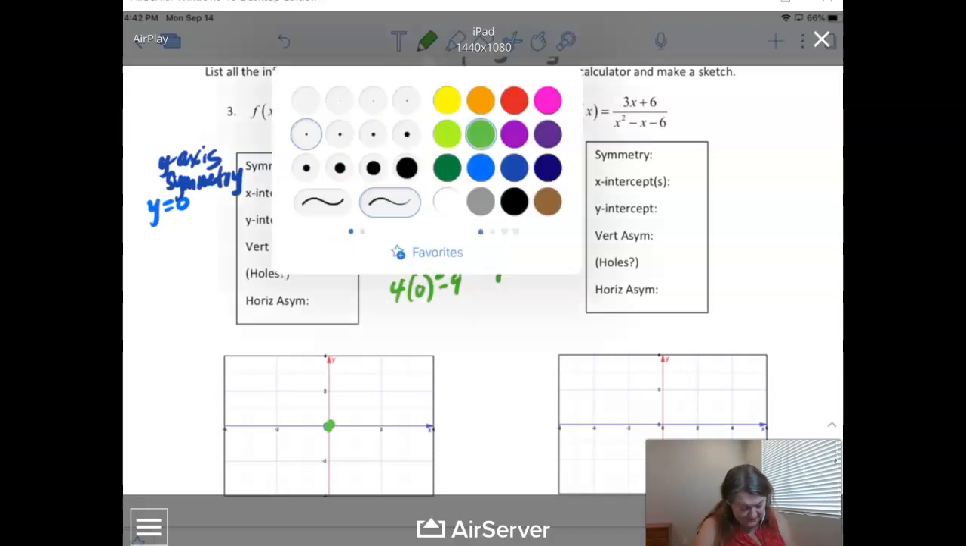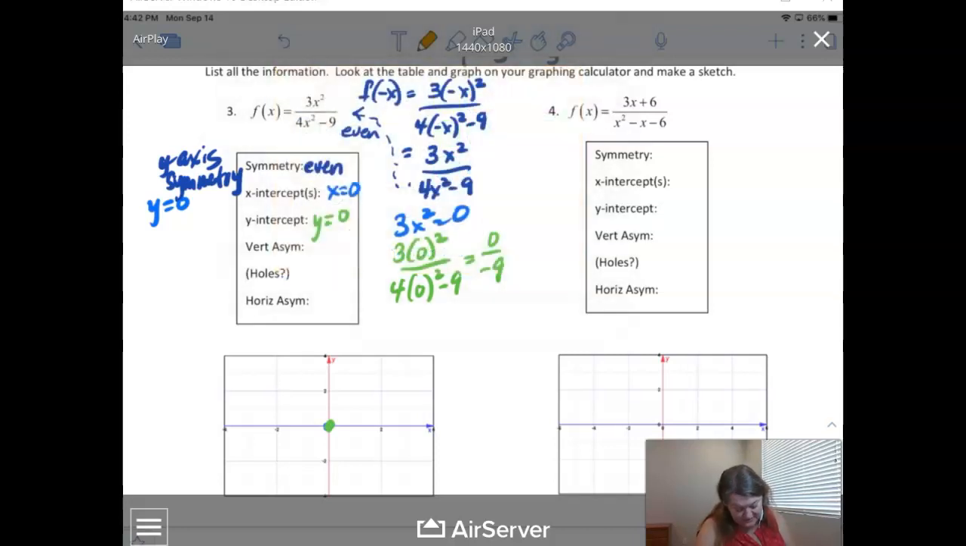Vertical asymptote. To find a vertical asymptote, you set the bottom equal to 0 and solve. So 4x squared minus 9. Let's see, I'm going to call that 4x squared equals 9. Divide by 4. Now, those are perfect squares. So when I take the square root of these, it's just going to be the square root of 9 over the square root of 4. So this is going to be x equals plus or minus the square root of 9 over 4, which is 3 over 2. So there are vertical asymptotes at 1.5 and negative 1.5.